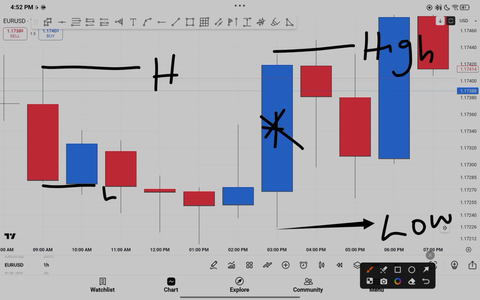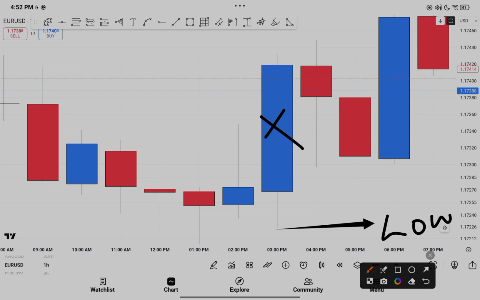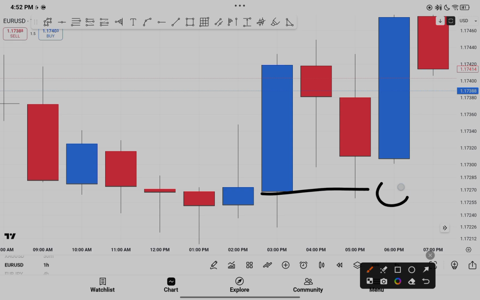And the next thing you need to understand, very important, is the opening and the closing price. Opening and closing price is the next thing you need to understand. So this is the opening price and this is the closing price, right? That's the opening price and that's the closing price.